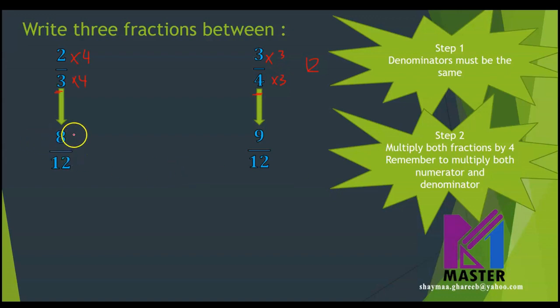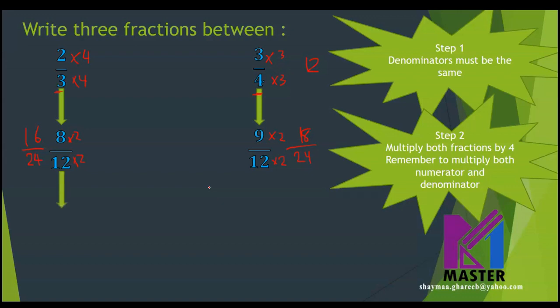Let's try by 2 and find out what will happen first. If I multiplied by 2 up and down both fractions, this fraction will be 16 over 24. And this fraction will be 18 over 24. So do I have 3 fractions between? I only have one fraction between, which is 17 over 24. So what should I do? I will keep multiplying by 2 every time until I get more fractions, or the number that I want.